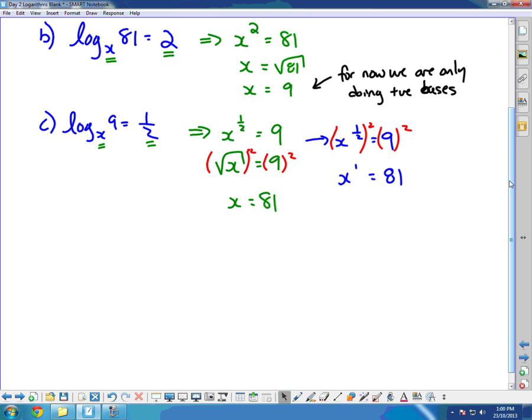Either way, let's double check to see if it makes sense. If I plugged 81 back in here, this would say log 9 base 81 equals 1/2. That means what exponent do I put on 81 to get 9? Well, 81 to the 1/2 is the same as the square root of 81, which is 9. So it works.